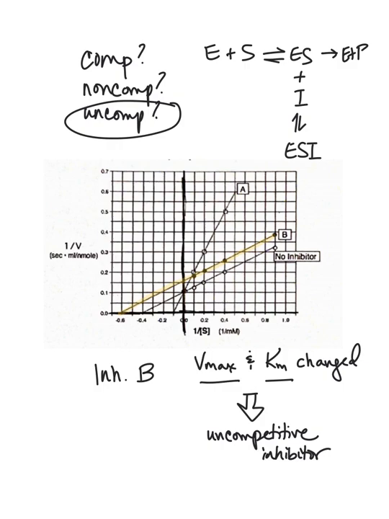And just to review, let's take a quick moment. With a competitive inhibitor, Vmax doesn't change, but Km goes up. For a non-competitive inhibitor, Km doesn't change, but Vmax goes down. And for an uncompetitive inhibitor, Vmax goes down and Km goes up. Oops.